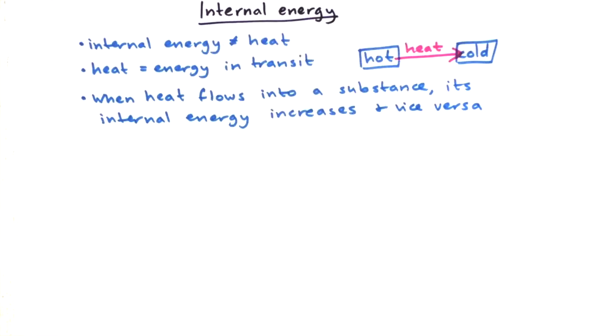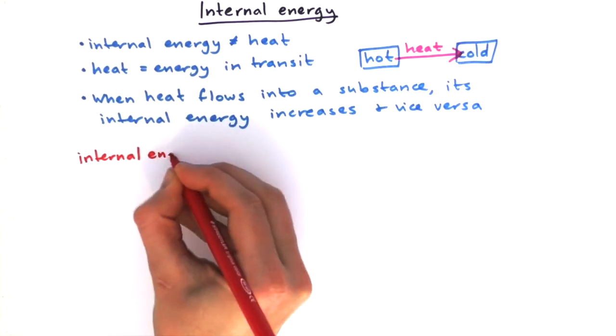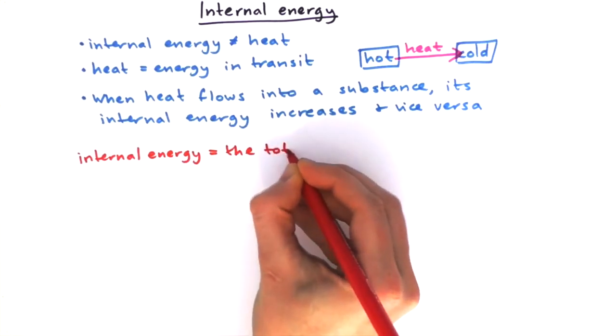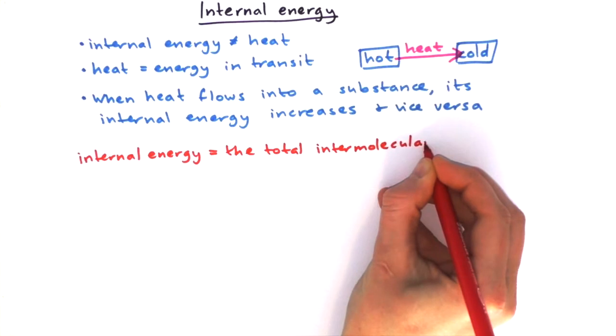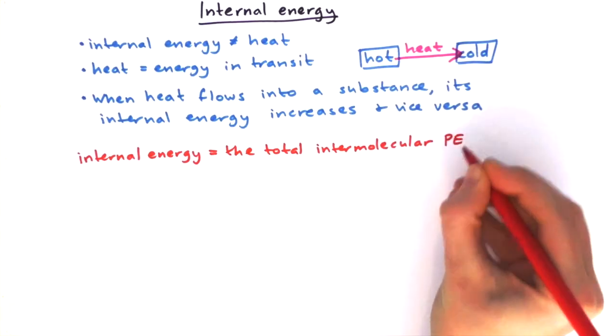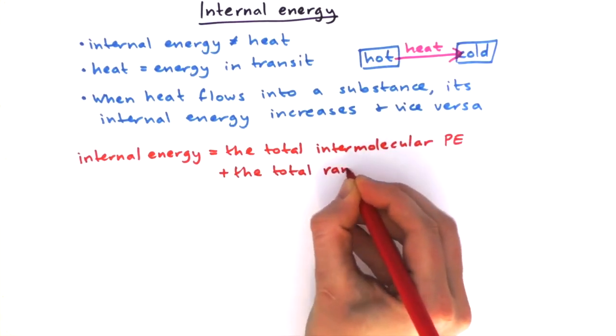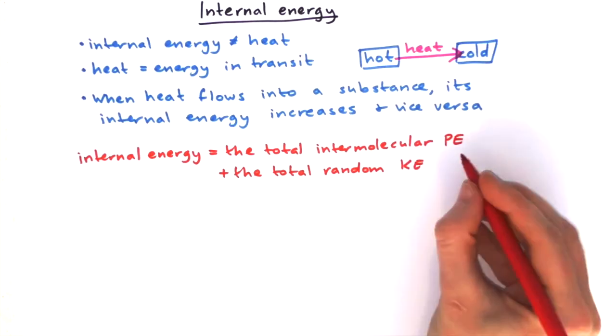So far we've seen how internal energy works on the macroscopic scale. But internal energy is actually defined in terms of the microscopic scale. So let's look at the molecular scale instead. Internal energy is related to the total energy of the molecules that make up a substance, and it consists of two components. One is the potential energy that the molecules have because of their intermolecular forces, and the other is the kinetic energy that they have because they're moving.